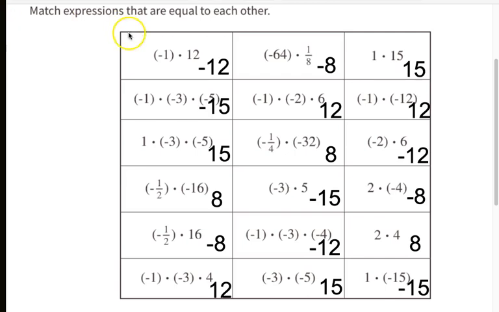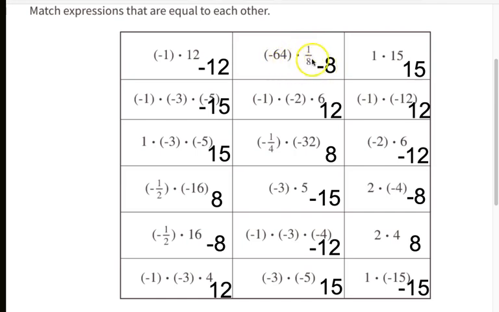So first thing I would do is do the math first. Ignore the symbols. 1 times 12 is 12. Negative times a positive is a negative. This is taking 64 times 1 and divide by 8. 64 times 1 is 64, divided by 8 is 8. Negative times a positive is a negative.